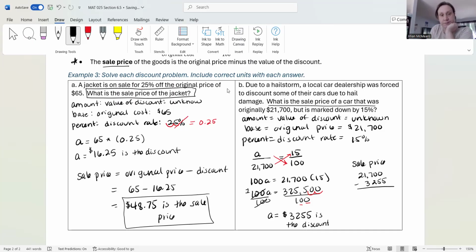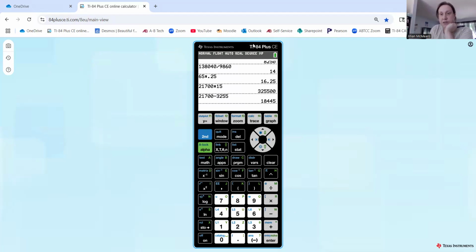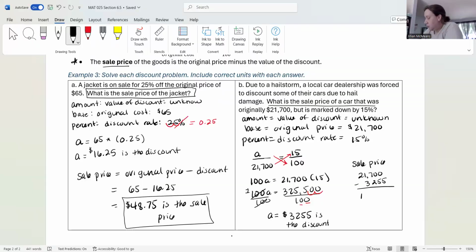So let's see. 21,700, whoops, minus 3,255, and we get 18,445. All right, so we get that the sale price of the car is $18,445. And so I'm going to make sure I use a dollar symbol to represent the fact that this is in units dollars. And we're going to describe it by saying $18,445 is the sale price of the car.